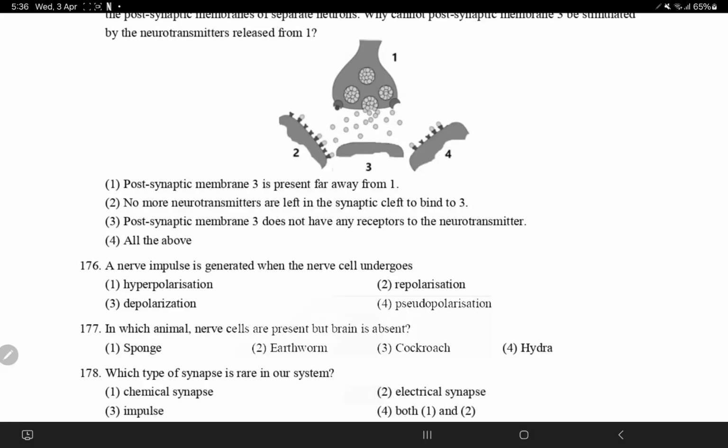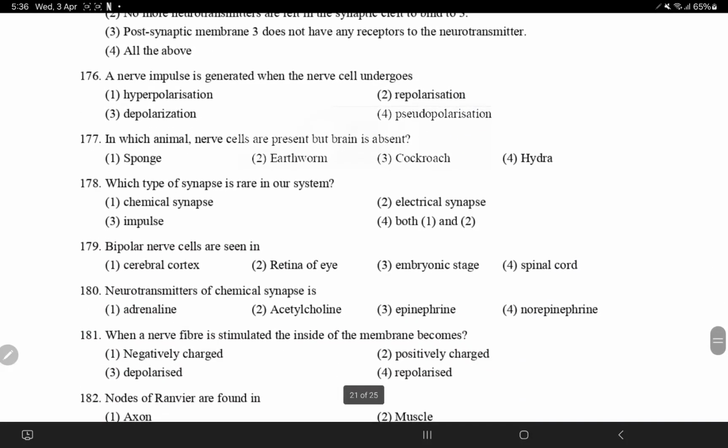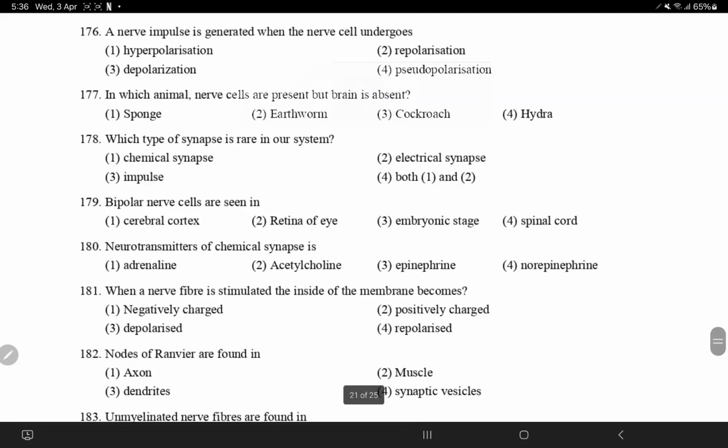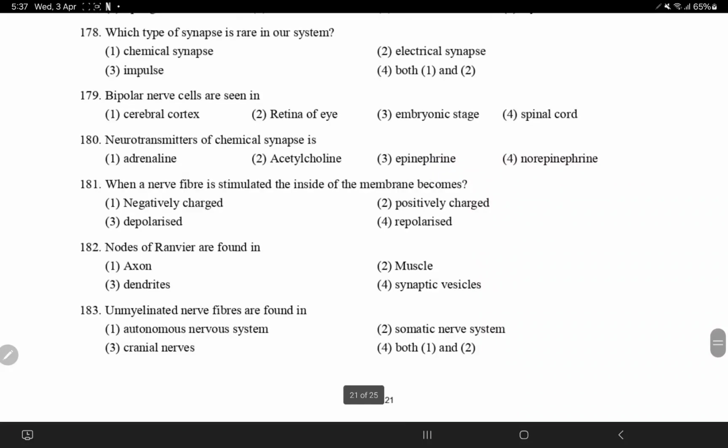A nerve impulse is generated when the nerve cell undergoes depolarization. Option 3. In which animal are nerve cells present but brain is absent? Hydra. Option 4. Which type of synapse is rare in our system? Electrical synapse. Option 2. Bipolar neurons are seen in the retina of the eye. Option 2. Neurotransmitter of a chemical synapse is acetylcholine.